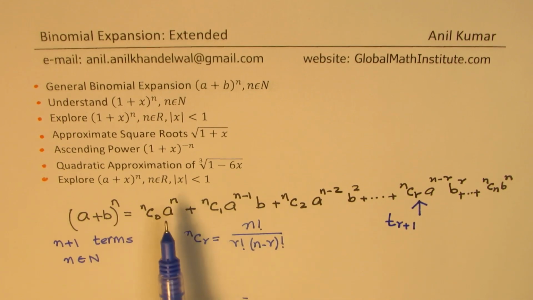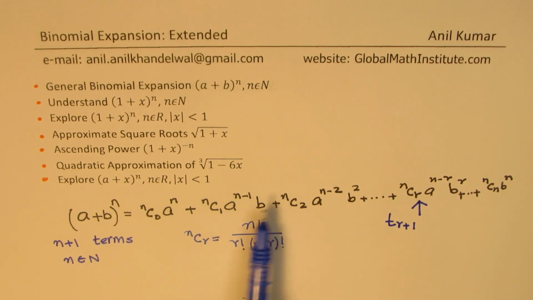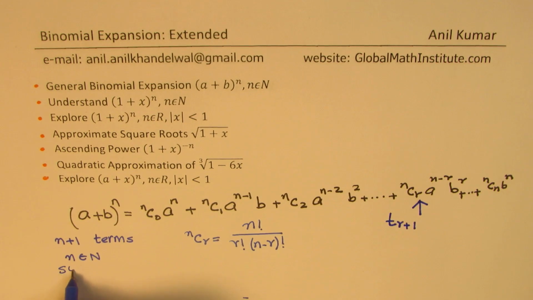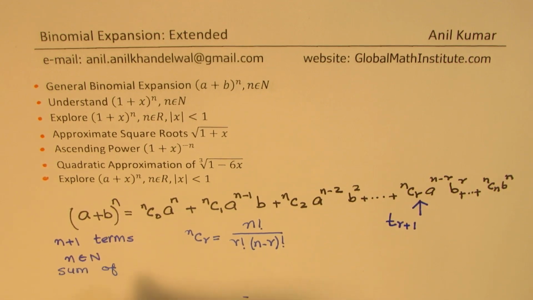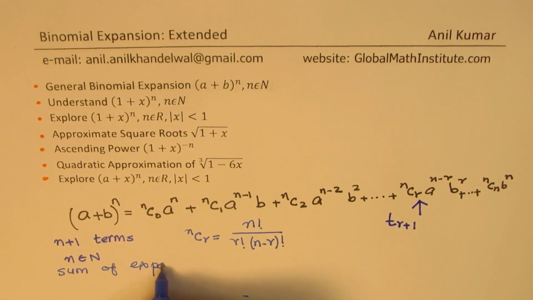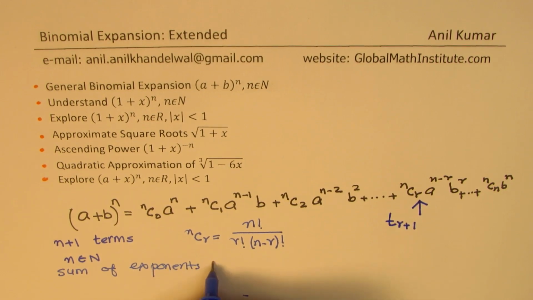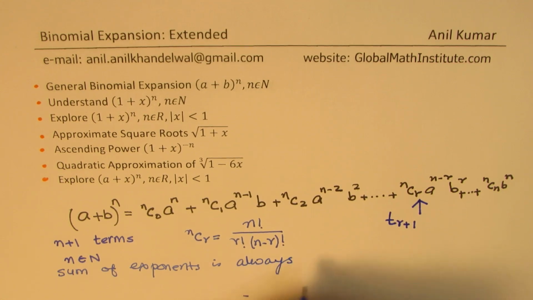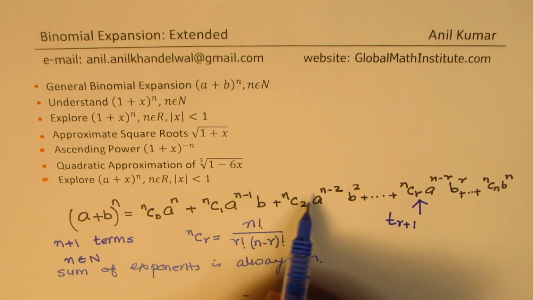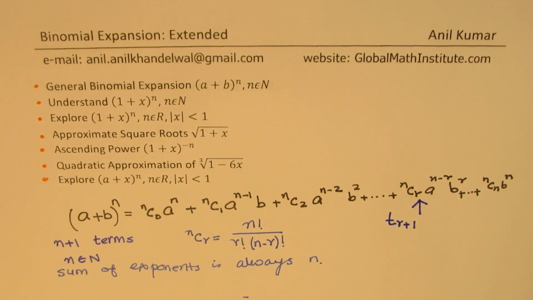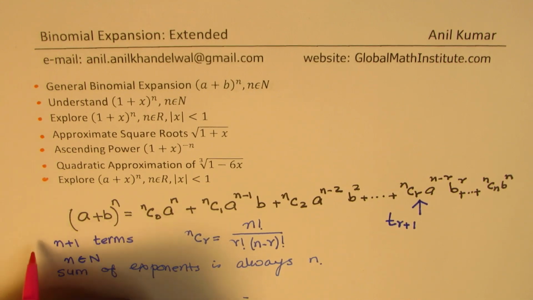You will also notice that the exponents add up to n always, right? So n minus 1 and 1 becomes n. So we also notice here that the sum of exponents is always n. If you add the exponents, you have the sum of these exponents as always n. So these are a few important things to remember as we move forward.